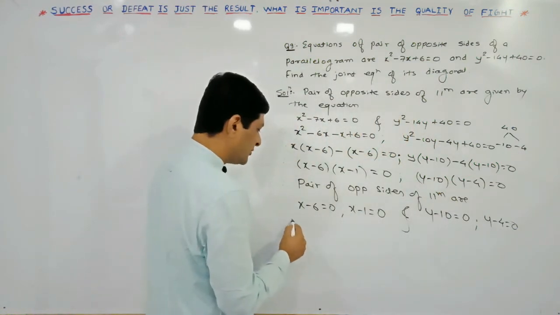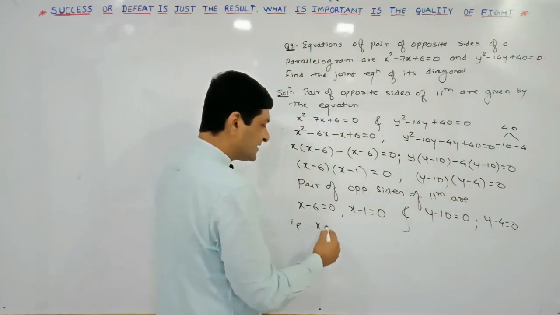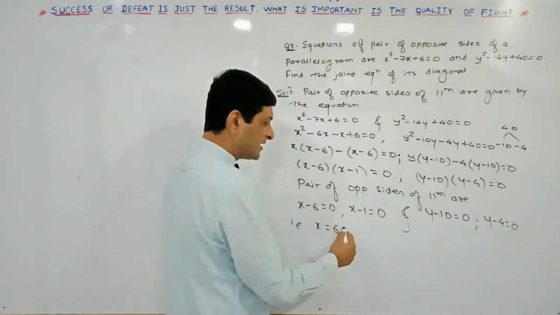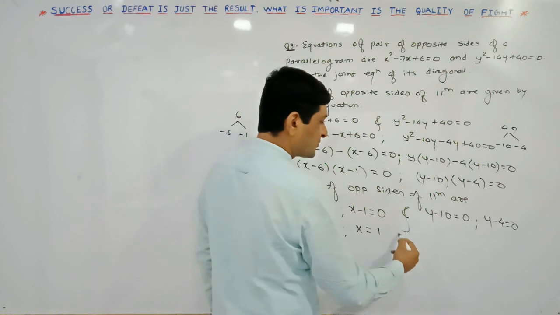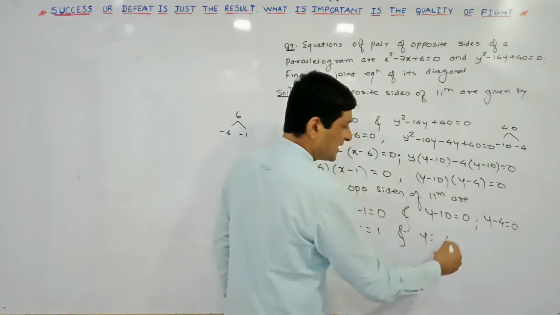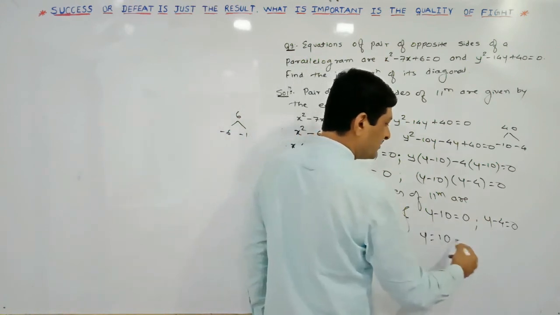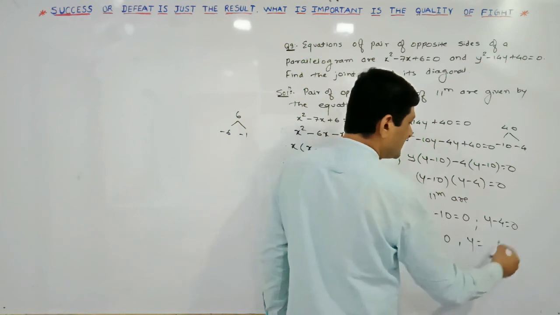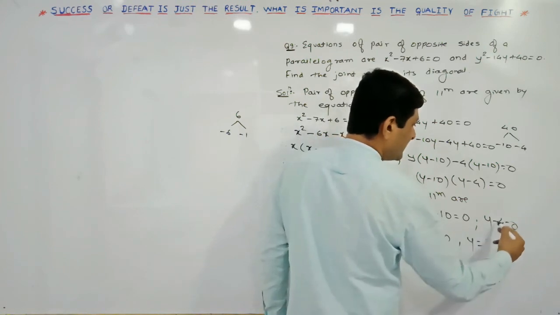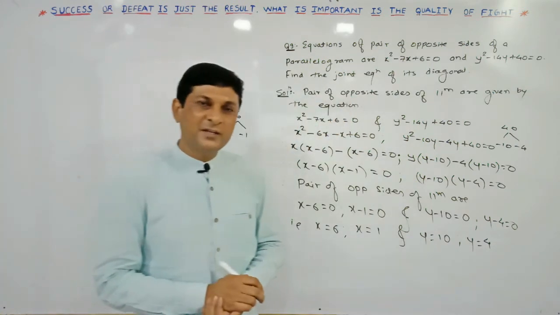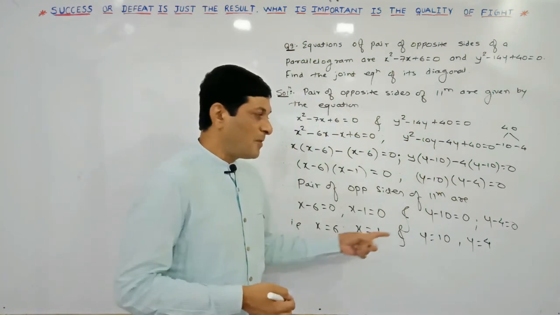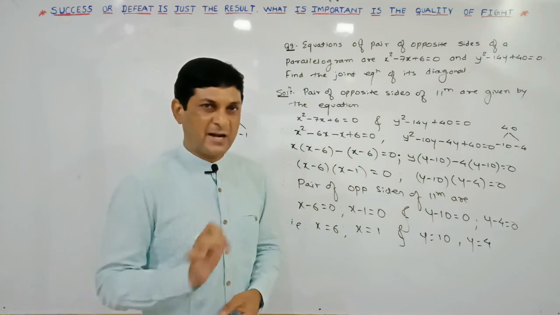So this can also be written as x is equal to minus 6, which on this side will become plus 6; here x is equal to minus 1, which on this side will become plus 1; and this equation can be written as minus 10, which on this side will become plus 10; and y minus 4 is equal to 0, means y is equal to 4. In this way, we have got the pairs of opposite sides of a parallelogram.